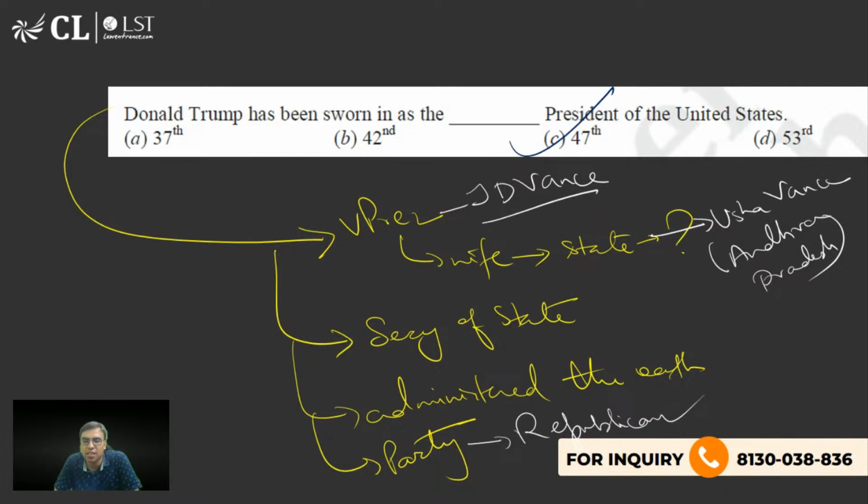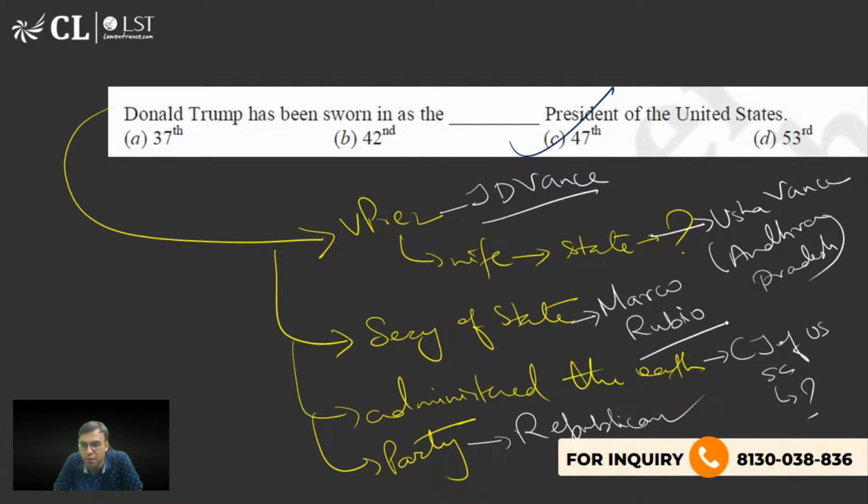और बता दीजिए सेक्रेटरी ऑफ स्टेट कौन है डोनाल्ड ट्रंप के? उनका नाम क्या है? एंड हु एडमिनिस्टर्ड द ओथ? समवन इज राइटिंग CJI. नॉट CJI. चीफ जस्टिस ऑफ इंडिया नहीं होते. चीफ जस्टिस ऑफ US सुप्रीम कोर्ट है ना. व्हाट इज हिज नेम? यही बताना है. सेक्रेटरी ऑफ स्टेट इज Marco Rubio. That is what you should know.